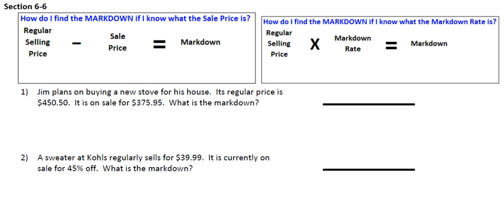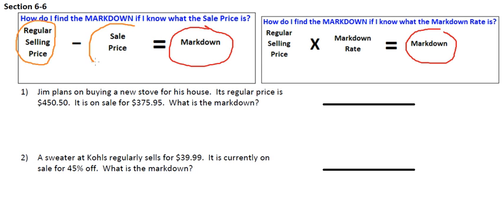Now today we're going to look at two different types of markdowns. This first markdown is when you know the regular selling price of what you're trying to buy and you know the sale price. And the markdown is what represents how much money you saved, how much the product was marked down when you went to buy it. That's the first type of markdown we're going to look at.